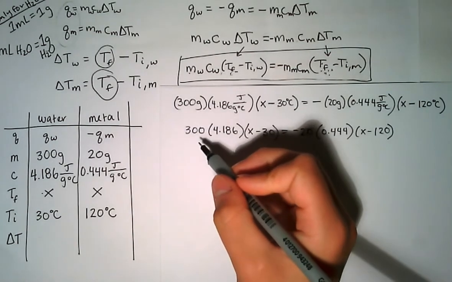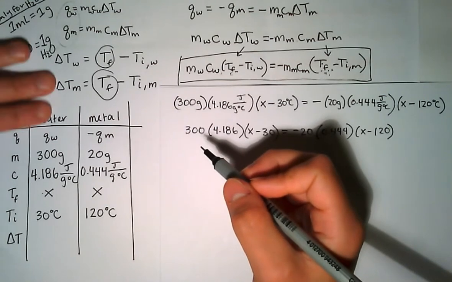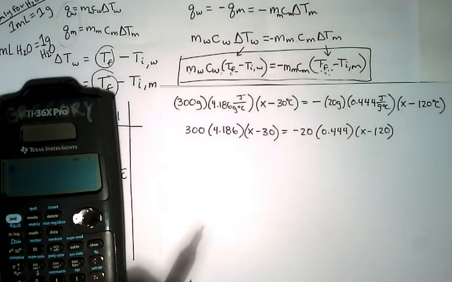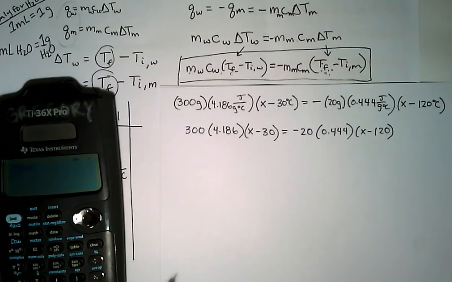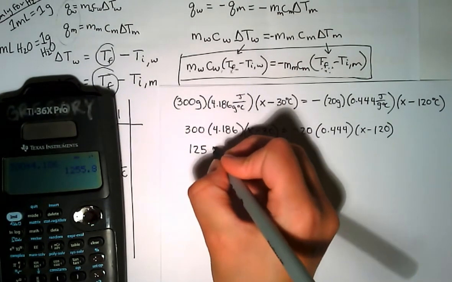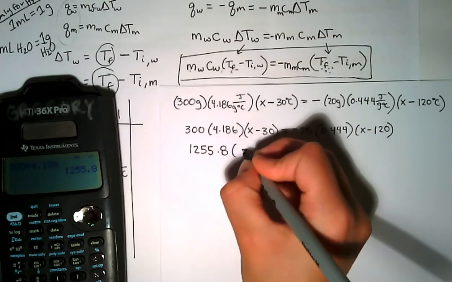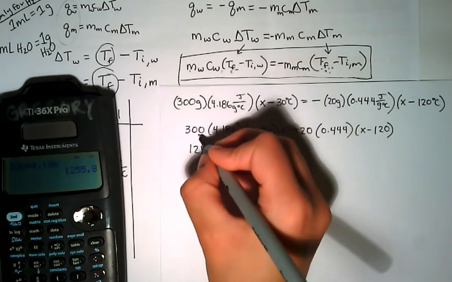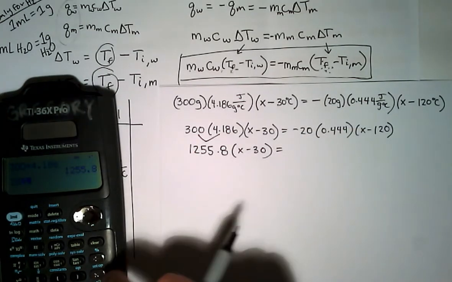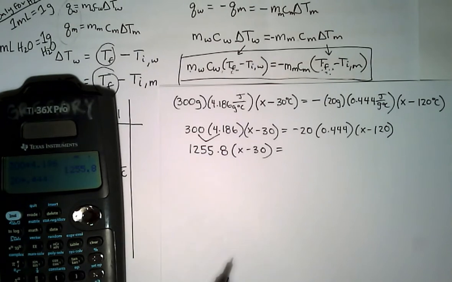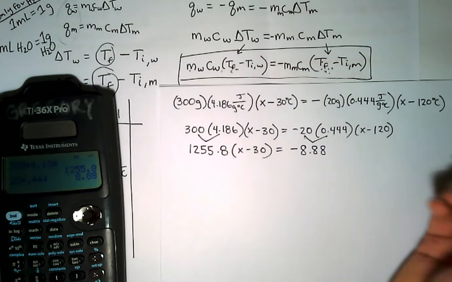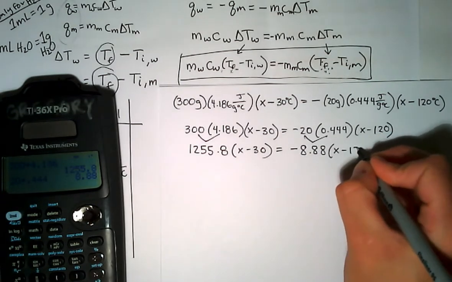So I'm going to go ahead and multiply some things out, so that way we can make this problem look a little bit simpler. So I'm going to go ahead and do 300 times 4.186, and that got me 1255.8 times x minus 30. So I just combined these two numbers here, and that equals 20 times 0.444. And of course the 20 was negative, so it's negative 8.88, those two numbers, times x minus 120.